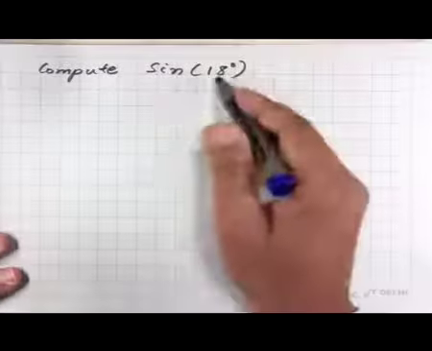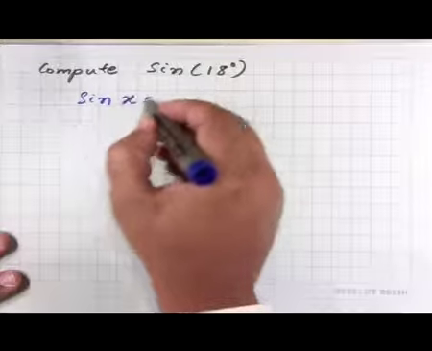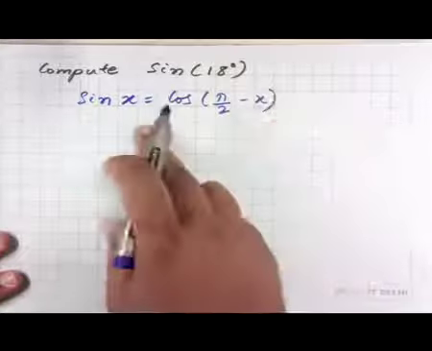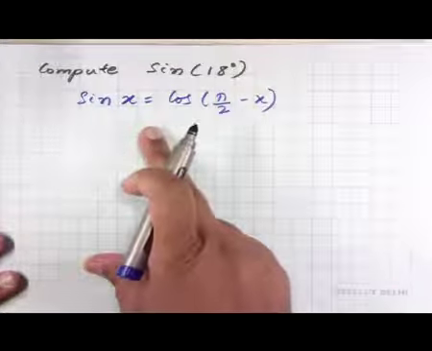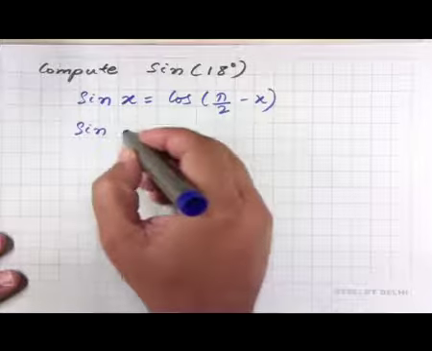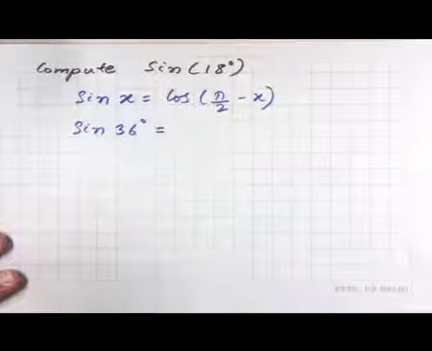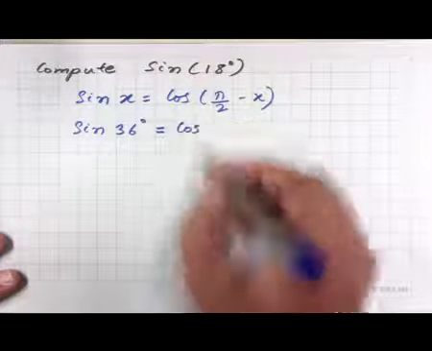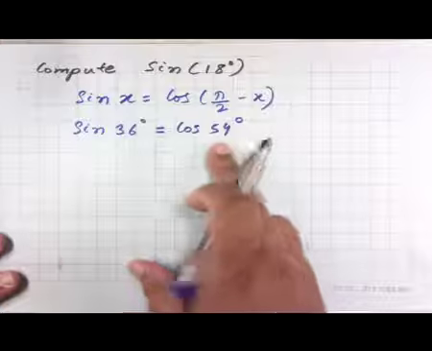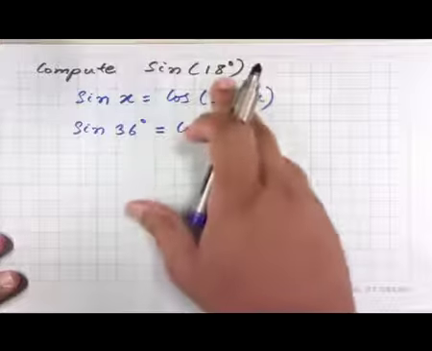Now, what we realize here is that since sine of x is equal to cos of pi by 2 minus x, this is another identity that we had discussed in the previous lecture, we see that sine of 36 degrees is equal to cosine of 54 degrees. The reason why we have chosen 36 and 54 is because, first of all, they add up to 90 degrees. The other reason being that they are both multiples of 18 degrees.